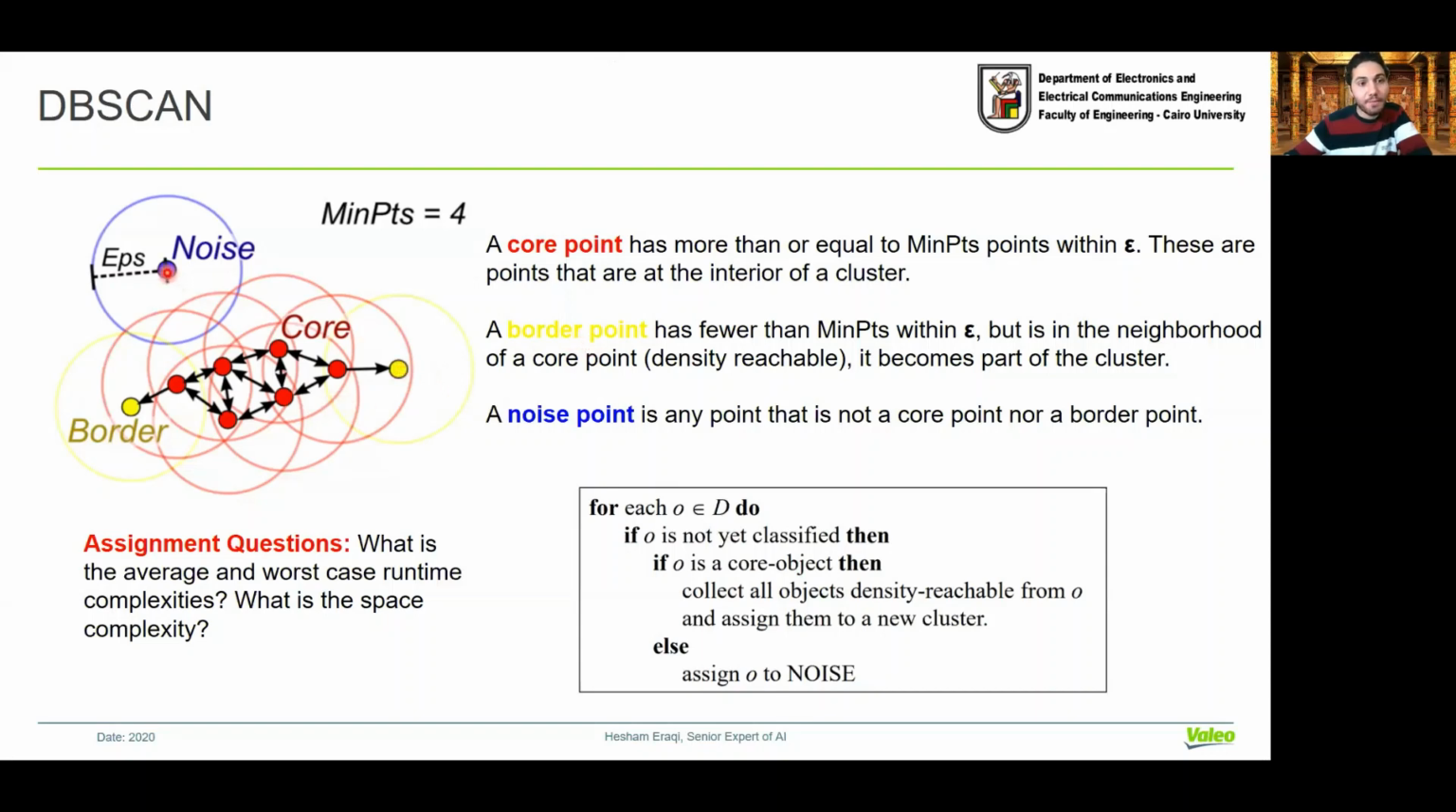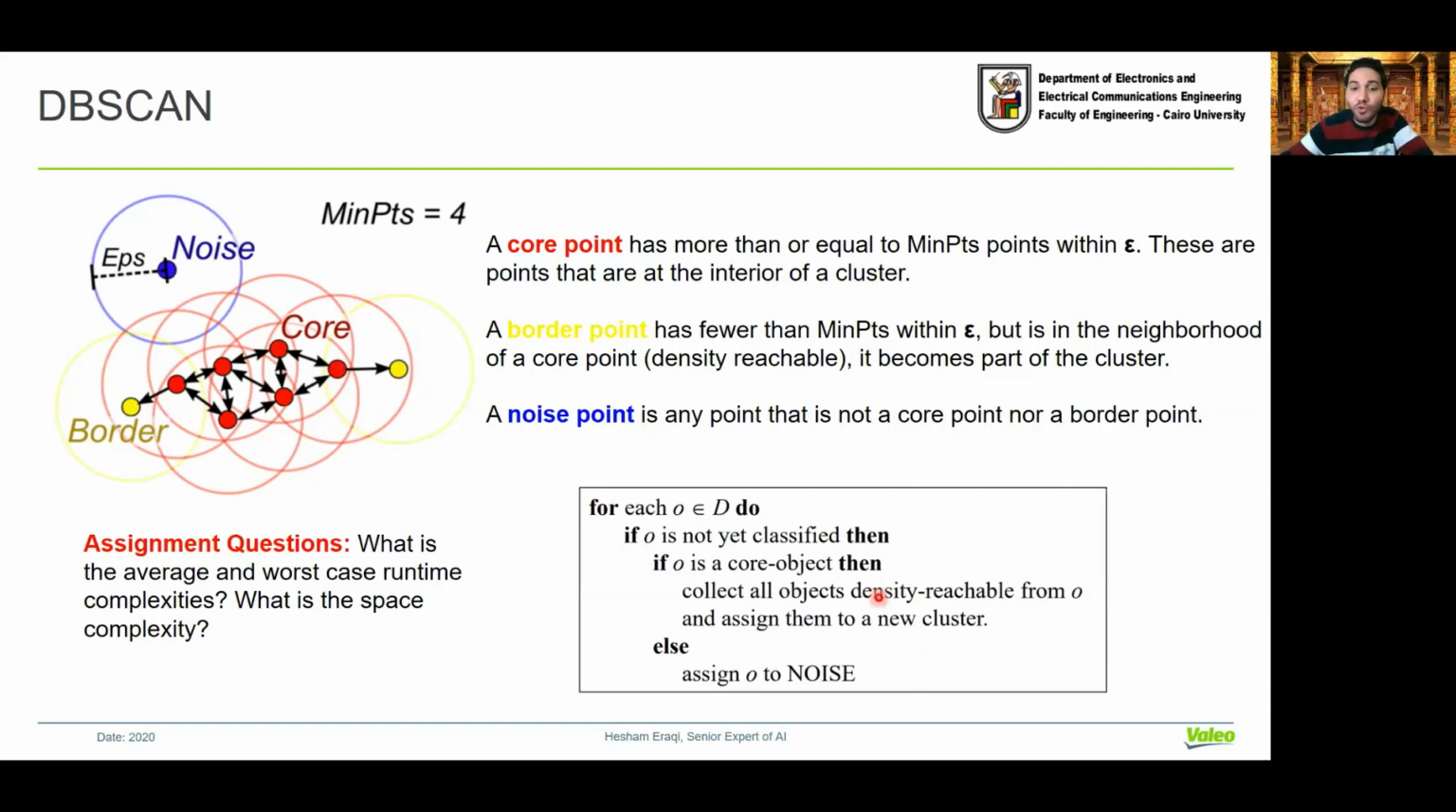So for example, this point here is not a core point. This is why it is a noise point, and it is not a neighbor to any of the core points. This is why it remains noise. But for these yellow points here, they are classified as border points because they are not core points, but you will find that this point here is a neighbor to that core point here. So it's a neighbor to a core point. This is why it is classified as a border point, okay?